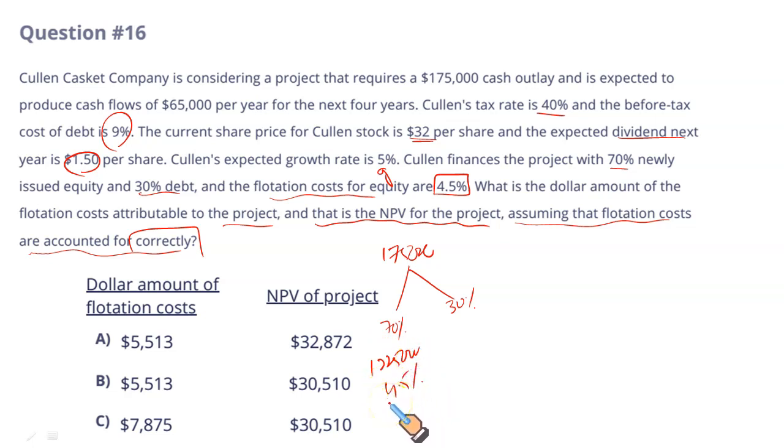If you calculate 4.5% of 122,500, it is $5,512.5, which is approximately 5,513. So either A or B. If you just want to guess, either A or B would be the right answer. We have to calculate the net present value also.